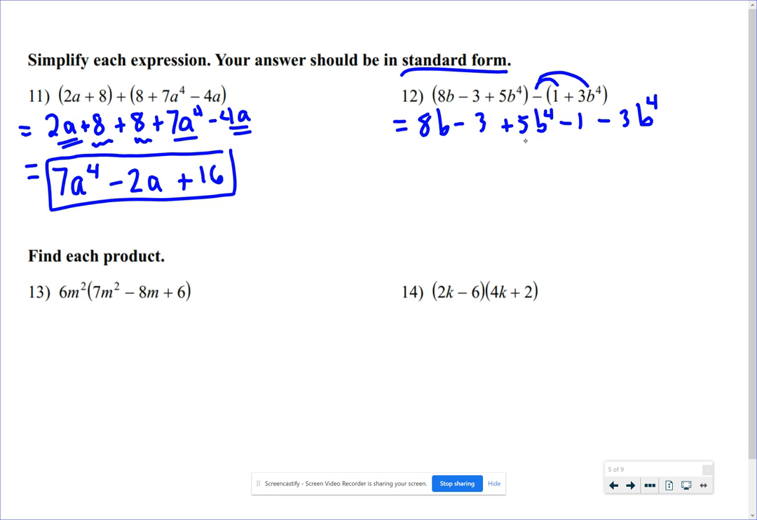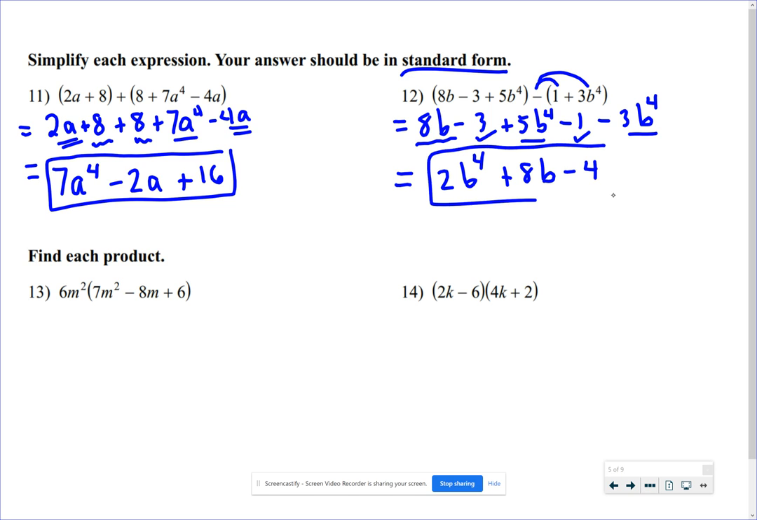So again, we have a fourth power term as our highest power of b. So I'll put those together. 5 minus 3 is 2, so I have 2b to the fourth. I have an 8b, no other b to the first power term, so we have 8b. And then finally we put together the 3 and the negative 1. It's a negative 3 and a negative 1, so that gets me a negative 4. And there's our answer.